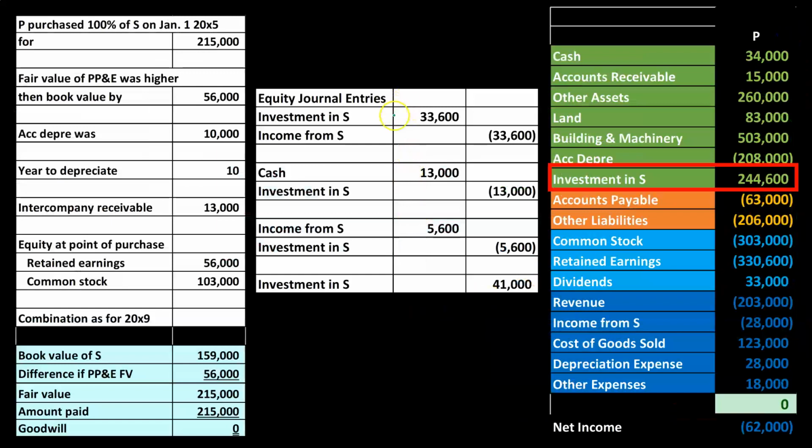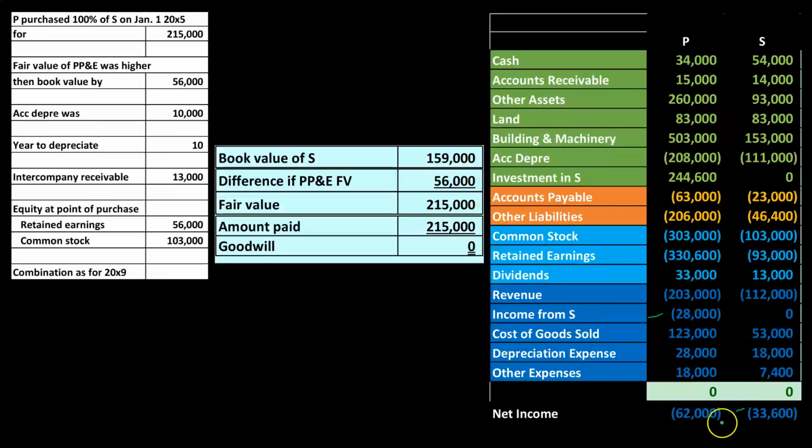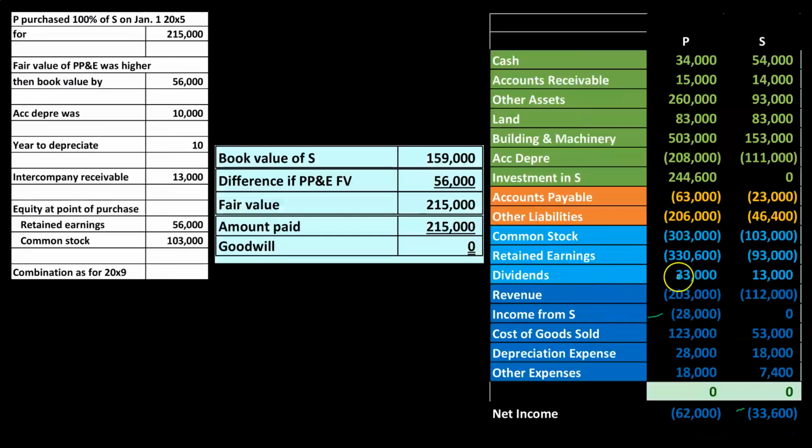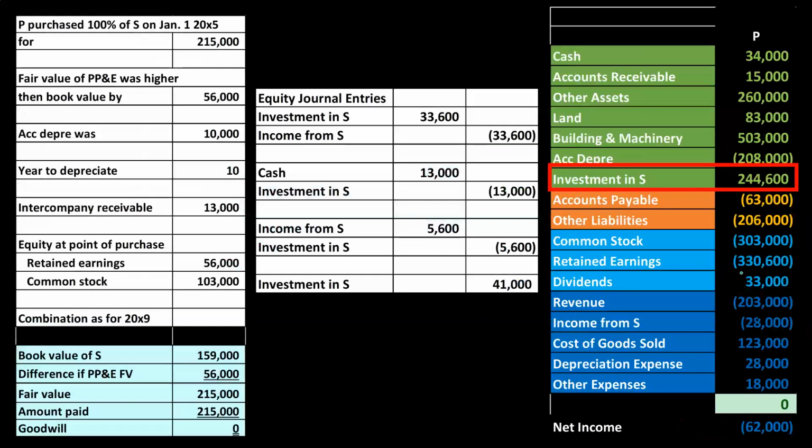And then if we record this, we're going to say there's a debit to the investment, the $33,600, credit to the income from S. That's for the net income. P owns 100% of it. Then we have the dividends at the $13,000. They all went to P because P owns 100% of S. Cash goes up for P. The investment goes up.